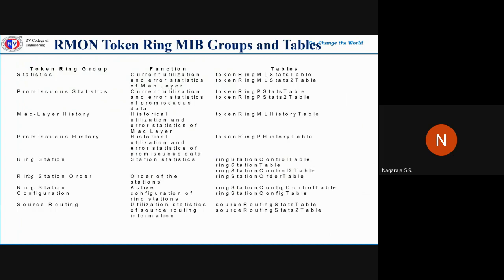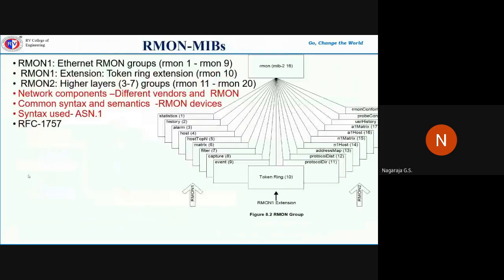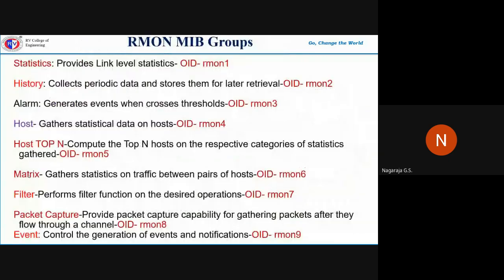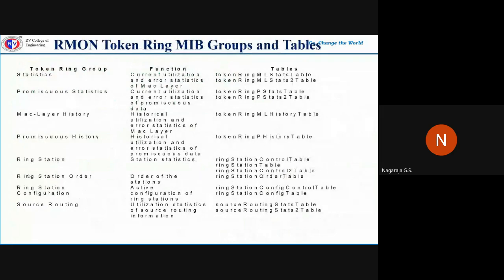As I said, even though we say that you have only token ring 10, further you can explore that too. There will be another kind of groups in it. Those details are available for you here. Starting from statistics, promiscuous statistics, MAC layer history, ring station order, ring station configuration, source routing. And the corresponding functions of your RMON token ring MIB groups are available for you for more and more discussions.